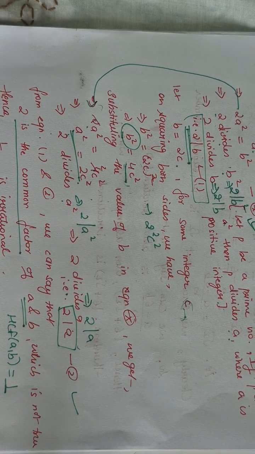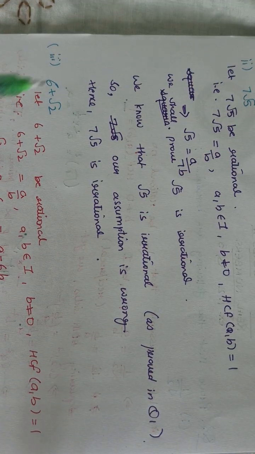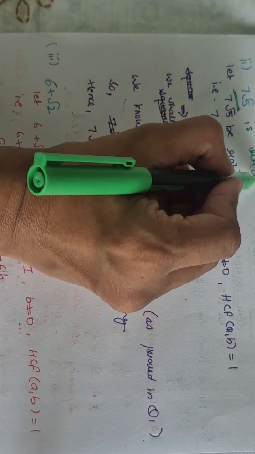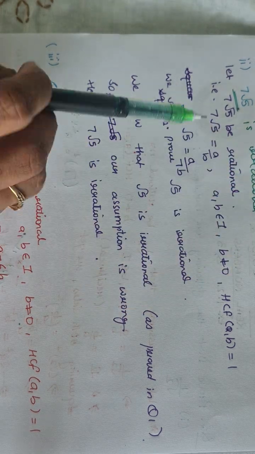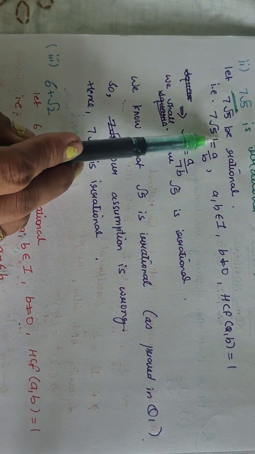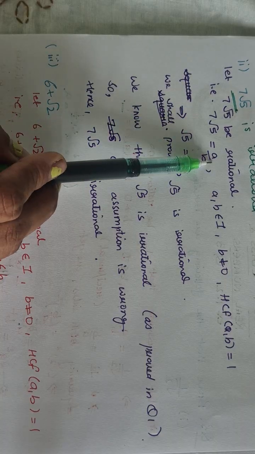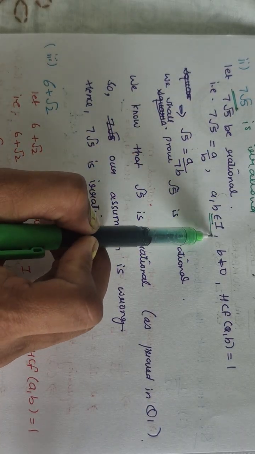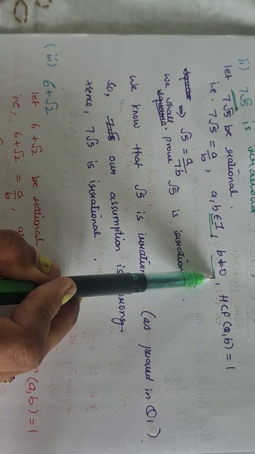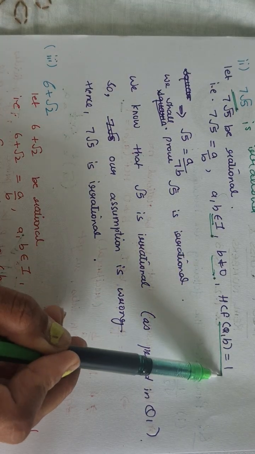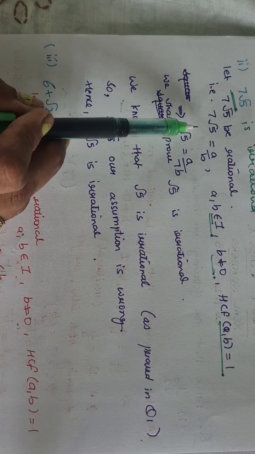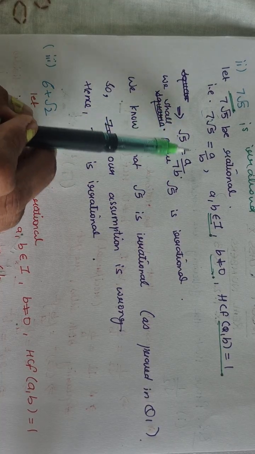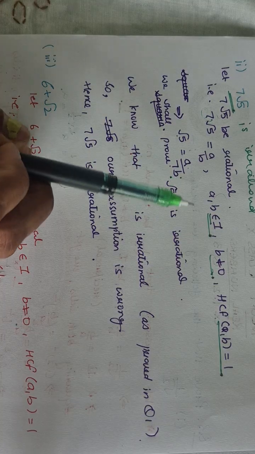Now let's come to the second part of this question. The b part says 7 root 5. We have to prove that it is irrational. So the first step we take is, let 7 root 5 be rational. That is, we can write this in a by b form, where a and b belong to integers, the denominator is non-zero, and the HCF of a and b is 1. Now we are shifting 7 to this side. So clearly we have root 5 equal to a by 7b.